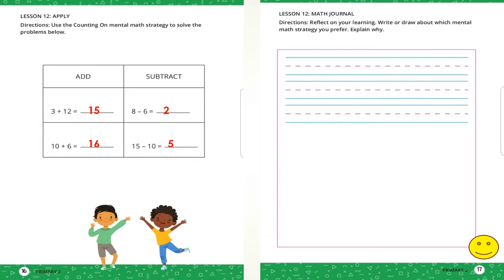The math journal part. Reflect on your learning. Write or draw about which mental math strategy you prefer. Explain why. We studied 2 mental math strategies, which are doubles strategy and counting strategy. You can write any strategy you prefer.